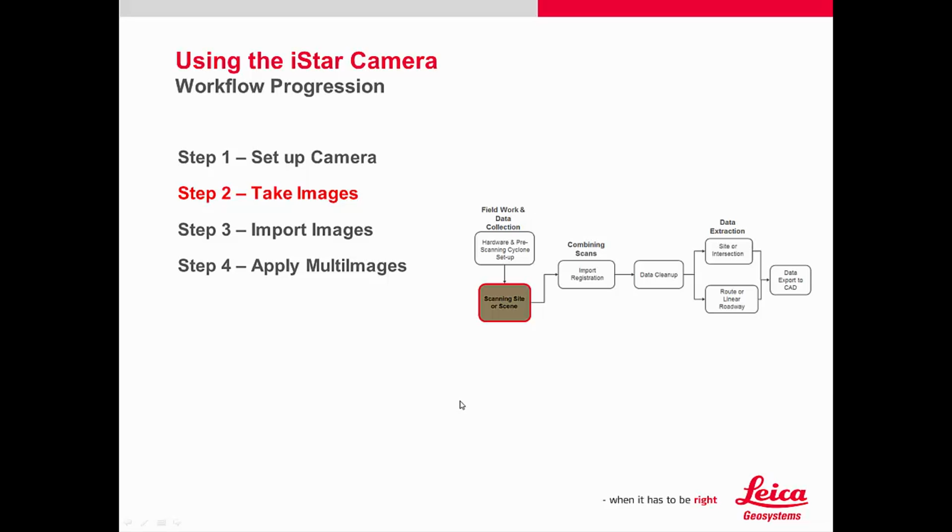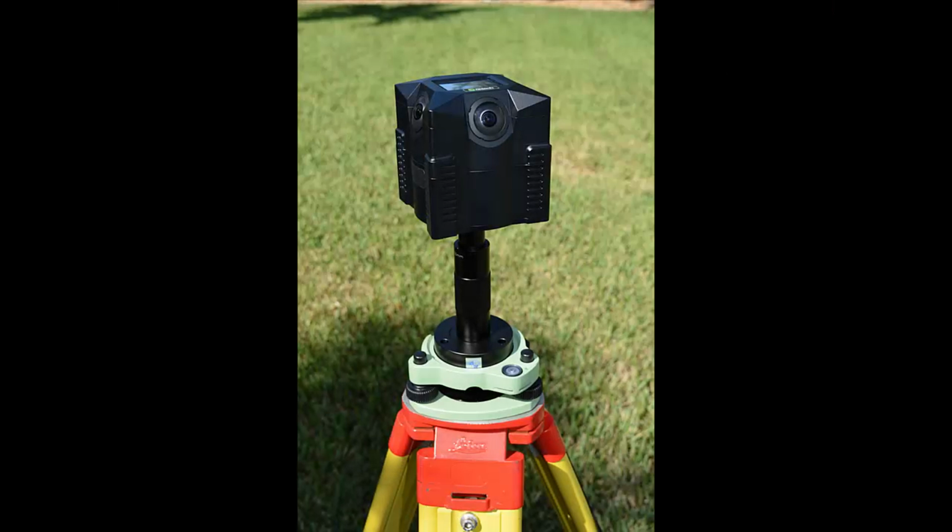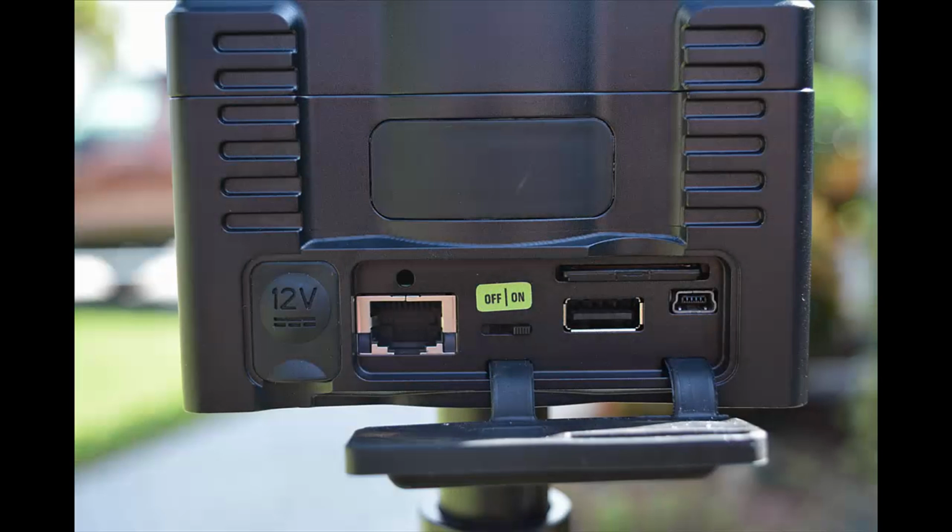Step 2. Let's learn about how to take images with the iSTAR camera. In the overall scanning workflow, the iSTAR camera will replace the image-taking process that is typically done on the scanner. Simply scan, then take the scanner out of the tri-brack and replace it with the iSTAR system in the tri-brack. Once in the tri-brack, open up the rubber cover and push the on switch to the on position.